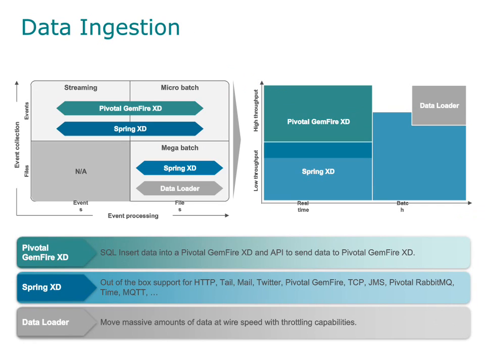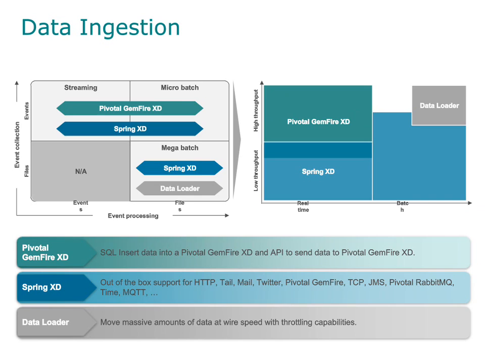I have a few slides with some quadrants on here. I'll go through these quickly. We have this notion of, which product do I use where? As the prior slides showed a little bit of this, if I'm dealing with events coming in a streaming fashion, the upper left quadrant on the leftmost chart, Pivotal GemFire XD is perfect for that, and if you need analytics on top of that, that works as well. Microbatch, we can do GemFire and Spring as well. We can do traditional data loading for megabatch operations. And on the right, we see what the throughput requirements are. GemFire XD, being an in-memory database, has a much higher throughput than the Spring XD component.